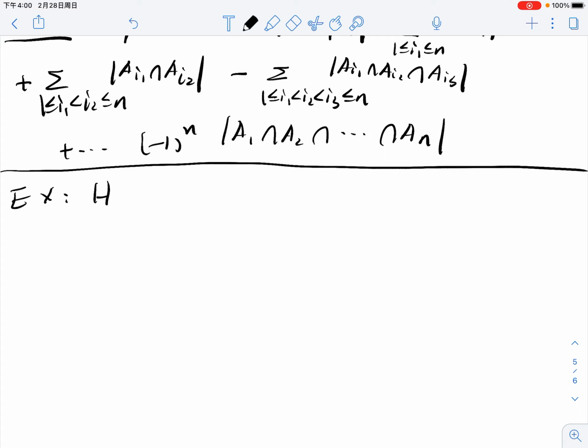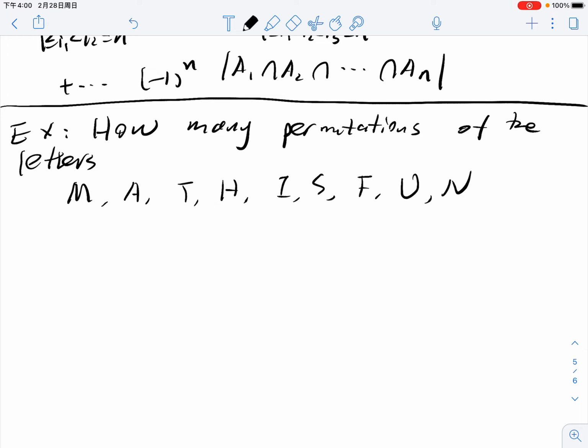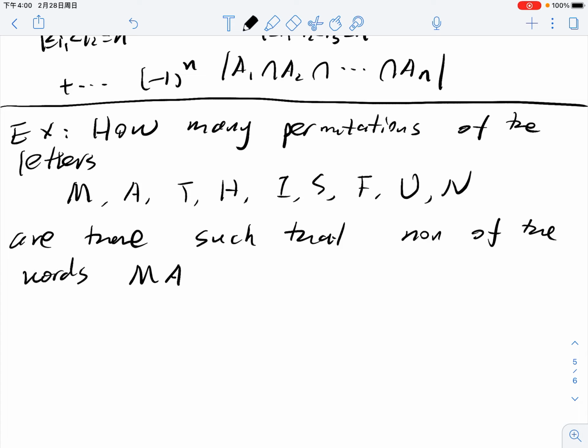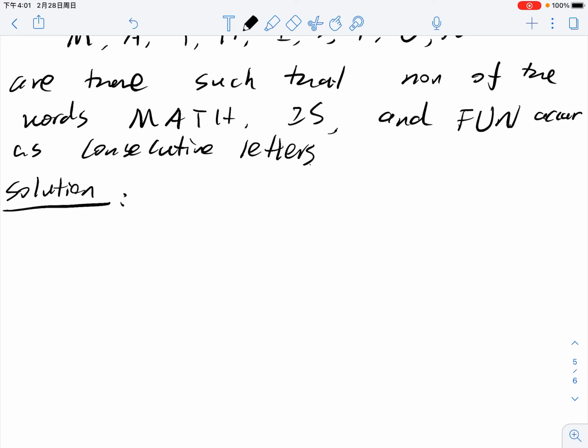Okay, then a similar example. How many permutations of the letters M, A, T, H, I, S, F, U, N, "Math is fun," are there such that none of the words math, is, and fun occur as consecutive letters? The solution will be similar to the above one.